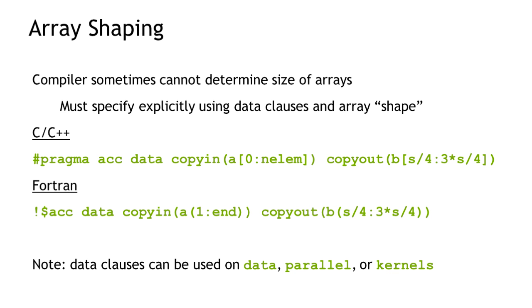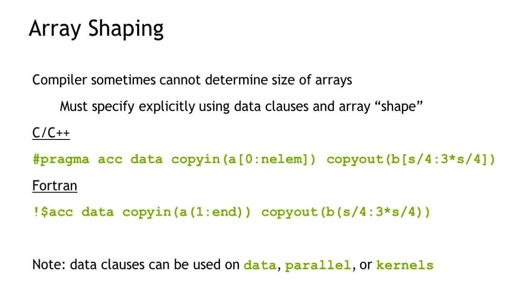So here I see ACC data copy in of A, and I'm going to tell the compiler this array starts at element 0, as C arrays do, and I want to copy n elements to the GPU. So now I've told the compiler the size and shape of my array. And of course, I can also provide parts of the array, and that's what the second part here is. If I only want a certain part of B, I can specify that.